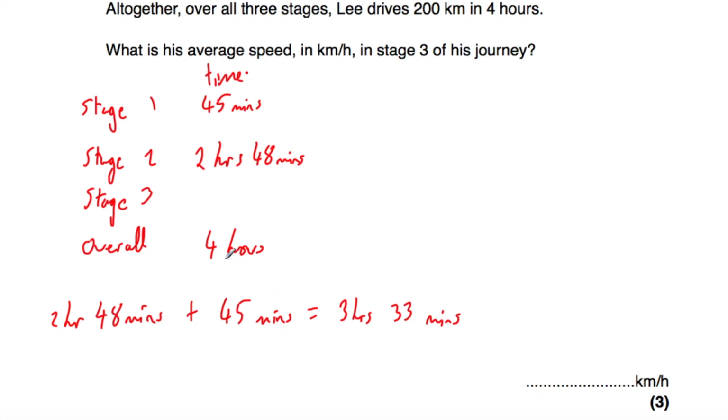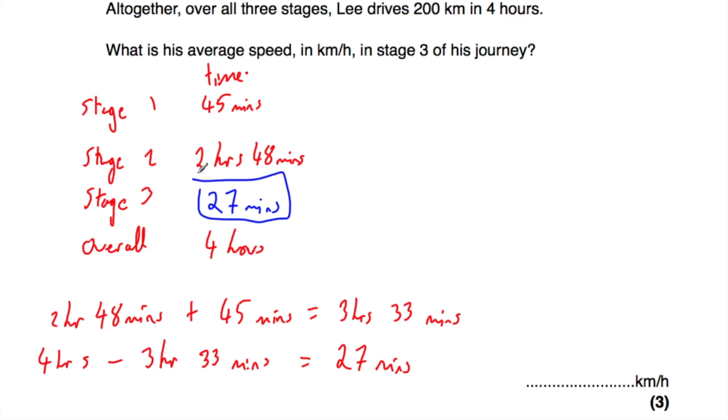Now we need to take that away from 4 hours. So 4 hours, take away 3 hours and 33 minutes would be equal to, well, to get from 3 hours and 33 minutes to 4 hours, we'd need an additional 27 minutes. So that's fantastic. We now know that stage 3 takes 27 minutes. Okay, so we've dealt with the time. We know it's going to take 27 minutes.